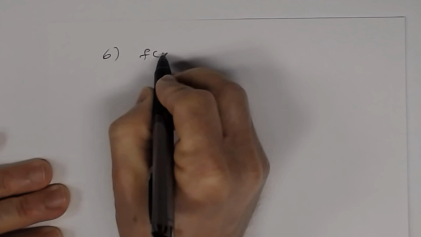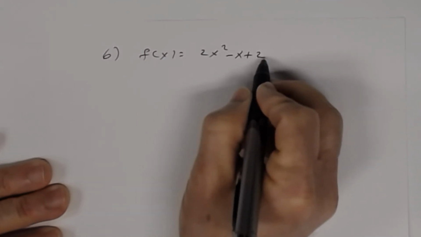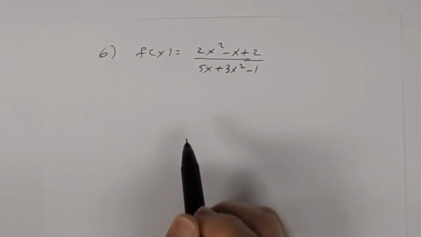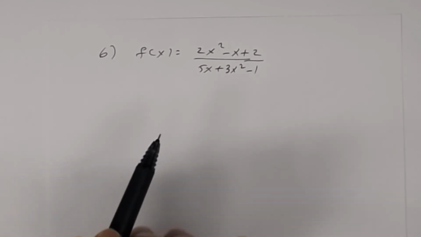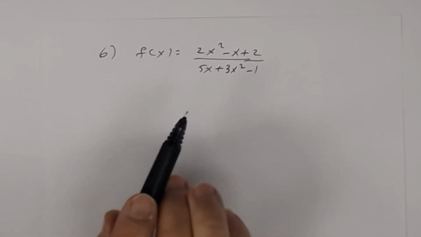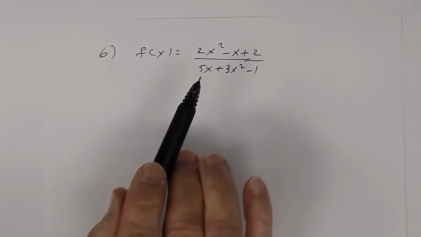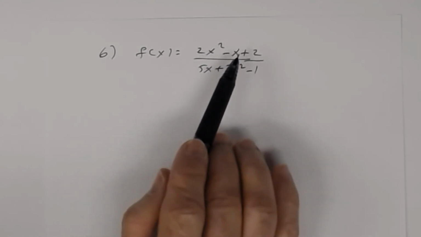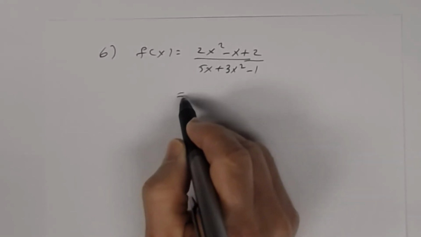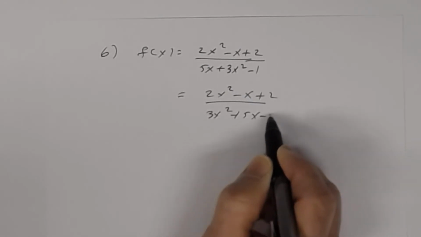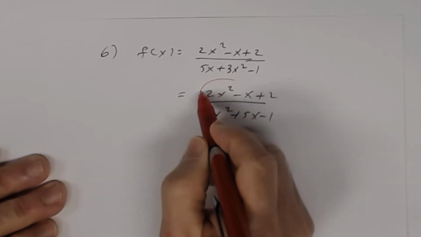All right, number 6, you have this for number 6. You have f of x equal 2x squared minus x plus 2 divided by 5x plus 3x squared minus 1. Now be a little bit careful there. Some students seem to think that the leading term is the first term they see. That's not the case. Remember, the leading term is the term with the largest exponent when you have one variable. Notice that the numerator is in descending order here, but the denominator is not. So you may want to rewrite this: 2x squared minus x plus 2 divided by 3x squared plus 5x minus 1. So now these are your leading terms.